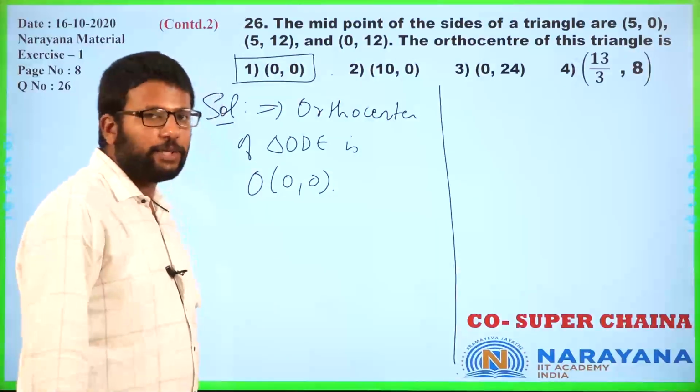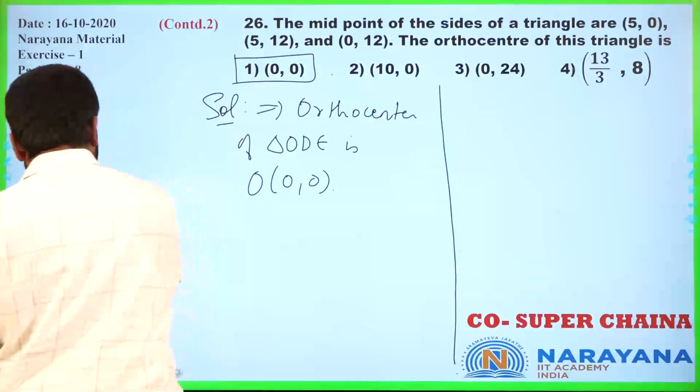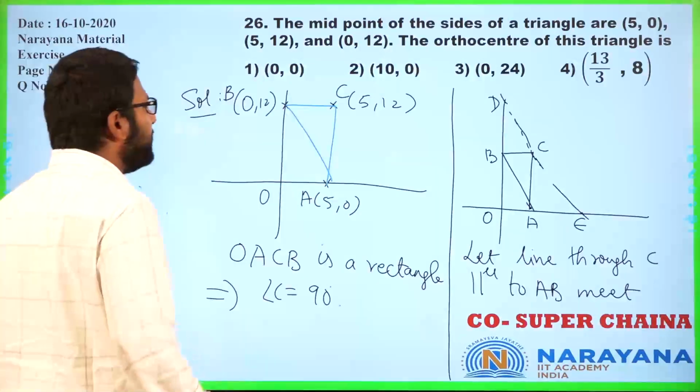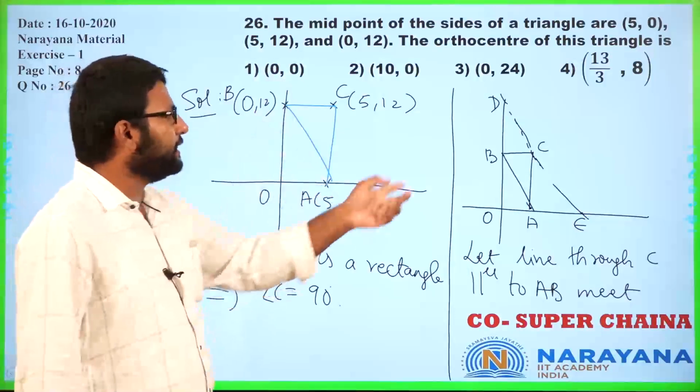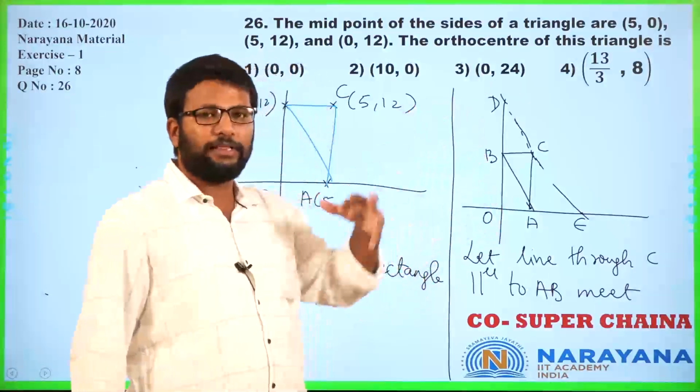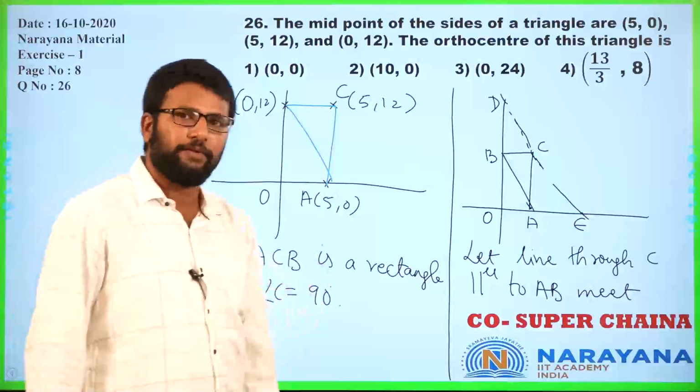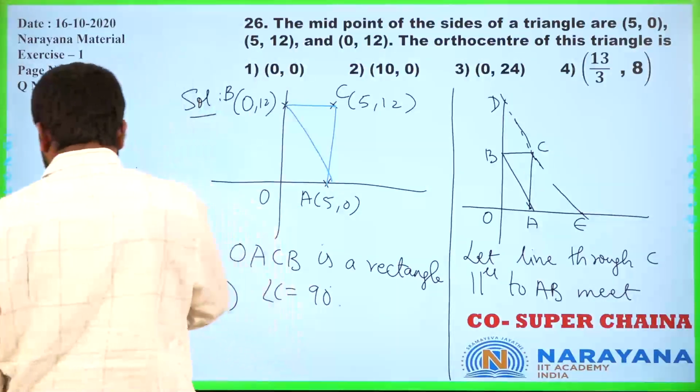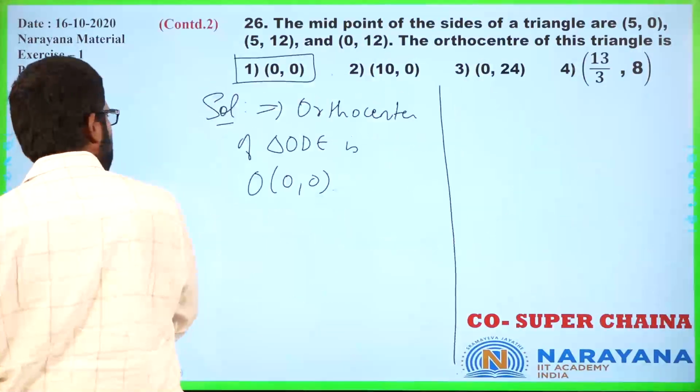Got it? Okay. So here it is extremely important for you to realize that if the midpoints of the sides are like this, the triangle will be like this. Then O becomes the third vertex and the rest you can figure out. Alright? Okay, let us proceed then.